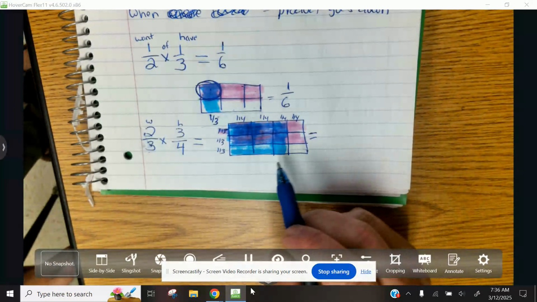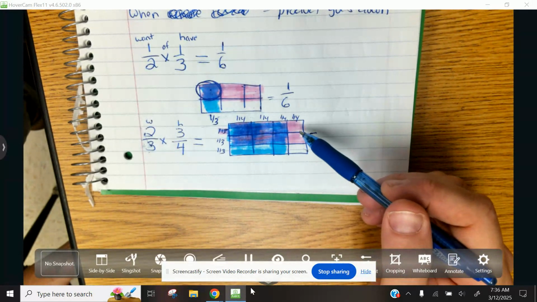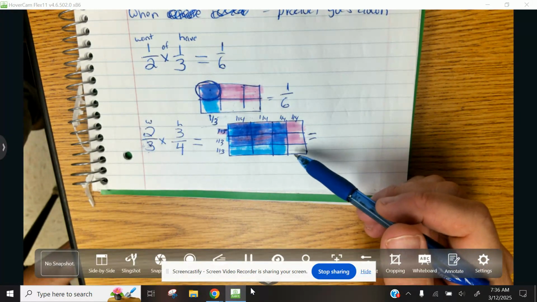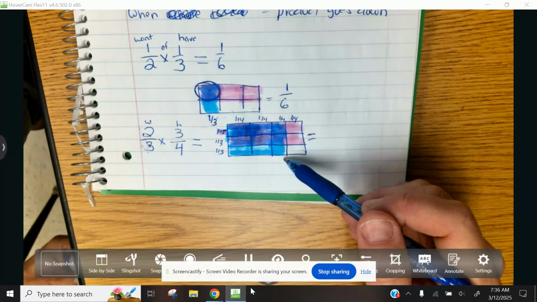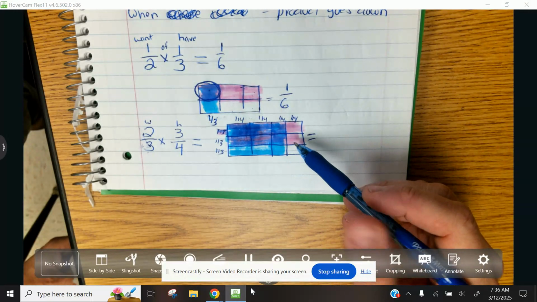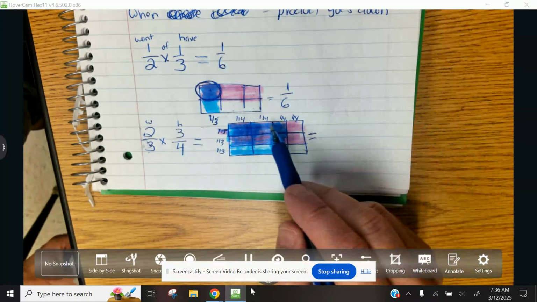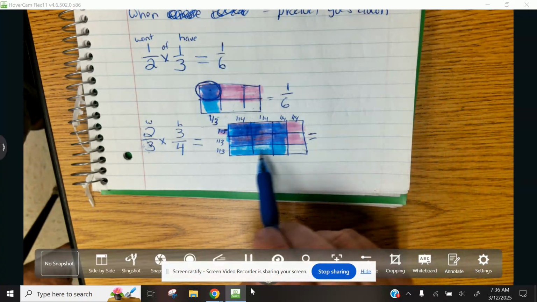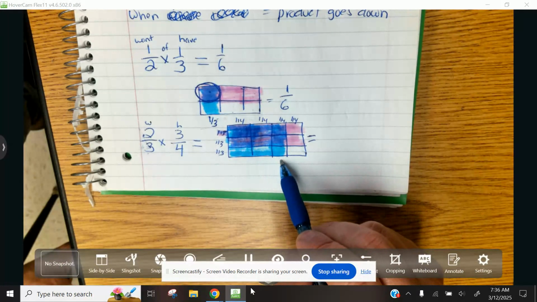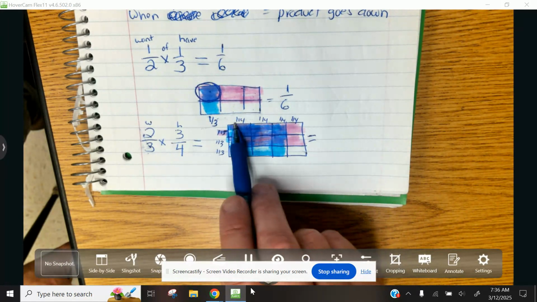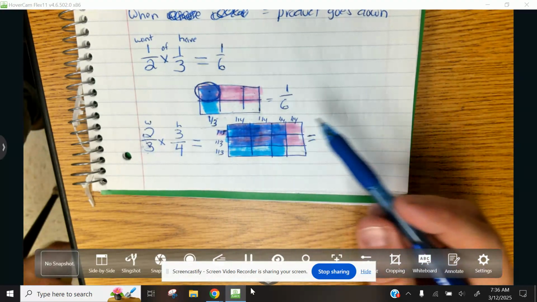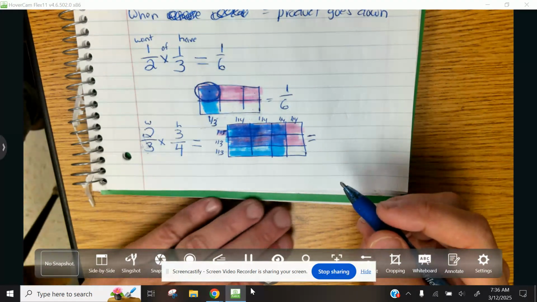Okay, the pink represents what I have. No, I'm sorry. The blue represented what I have. The pink represented what I get. Where they combine, I'm screwing that up. My fault. The blue represents what I have. The pink represents what I want. Where they overlap represents what I get.